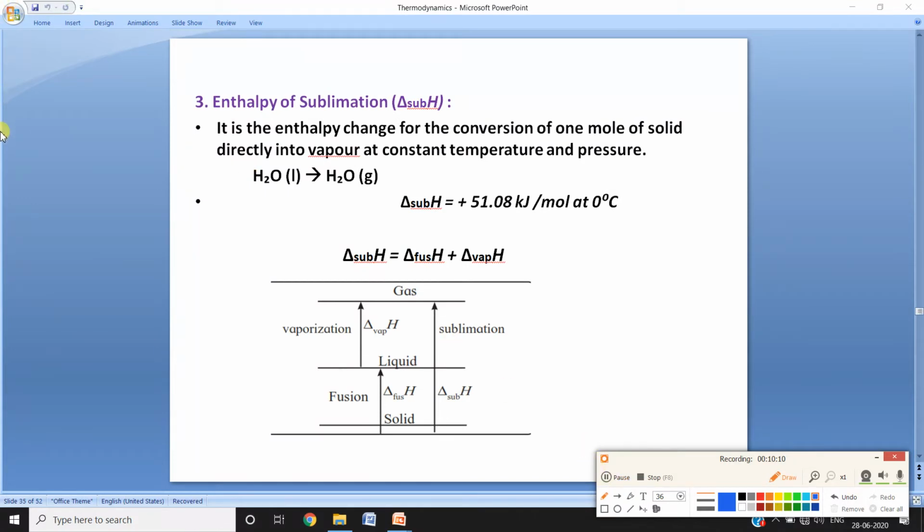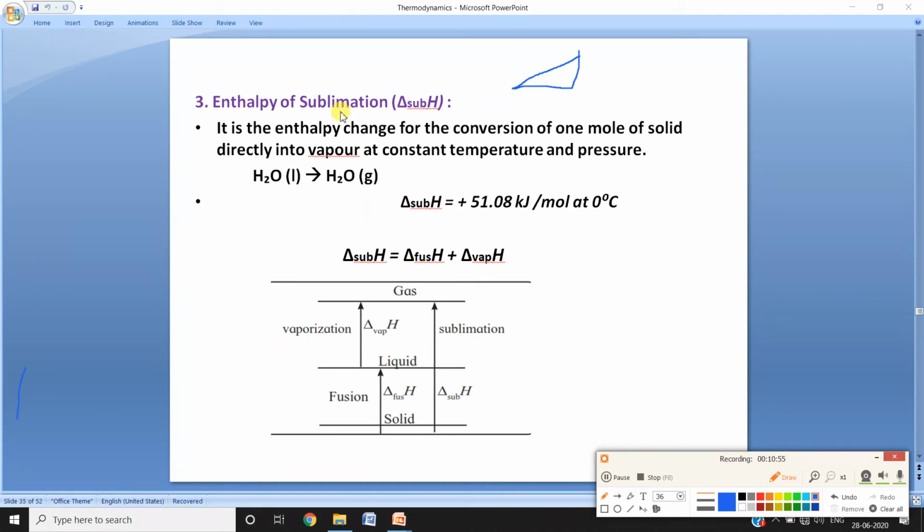The next one is enthalpy of sublimation. Sublimation means solid converts into gaseous state. How will a solid convert into gaseous state? First the solid converts into liquid state, and then the liquid converts into vapor state. So solid converting into gaseous state is called sublimation.